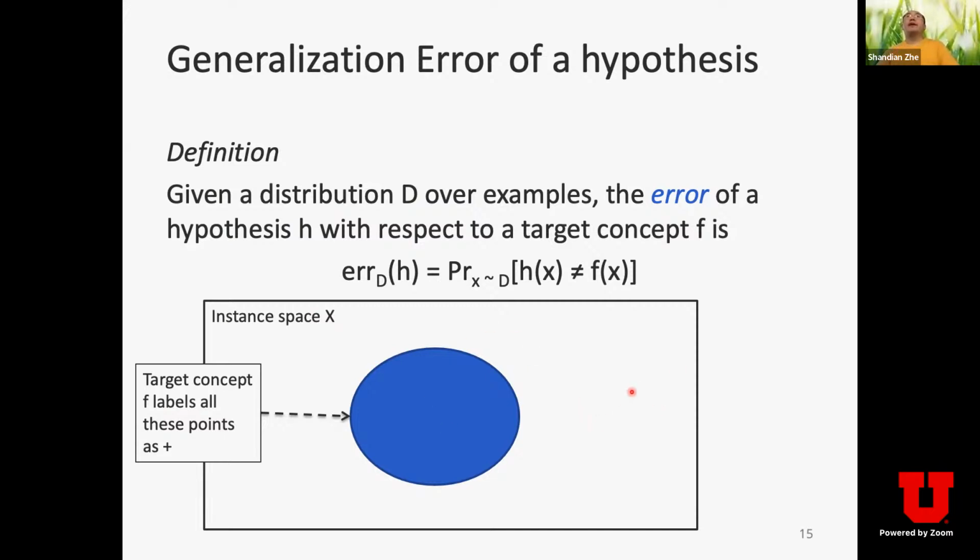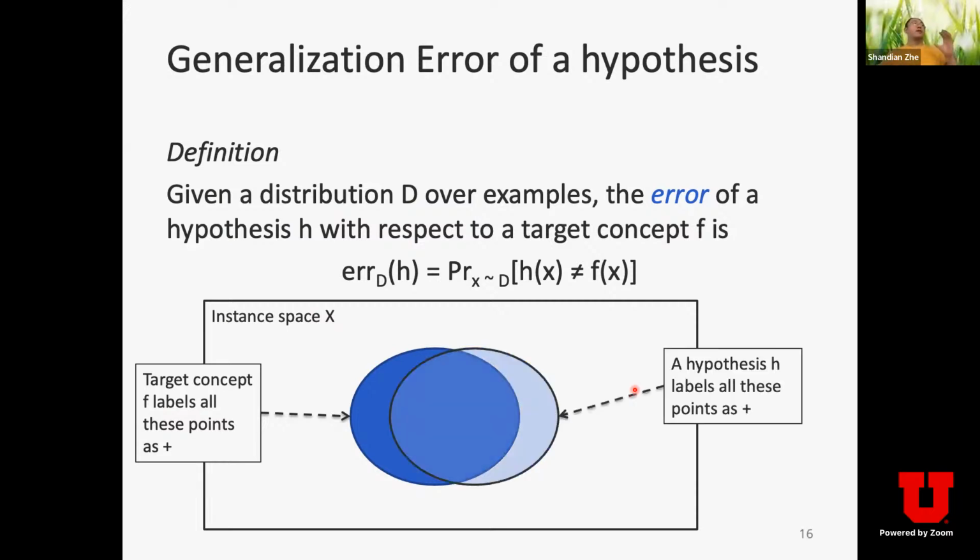And if we learn a hypothesis H, we can use H to make predictions on the instances in the whole instance space. Of course, there could be some discrepancy with the ground truth. So suppose this is where our hypothesis H makes positive predictions, and outside of this second ellipse are all the negative examples labeled by our hypothesis. Now where does the error come from? The non-overlapping part. This part and this part are where F and H disagree. Then the generalization error is defined as the probability over these two parts. That's the generalization error.